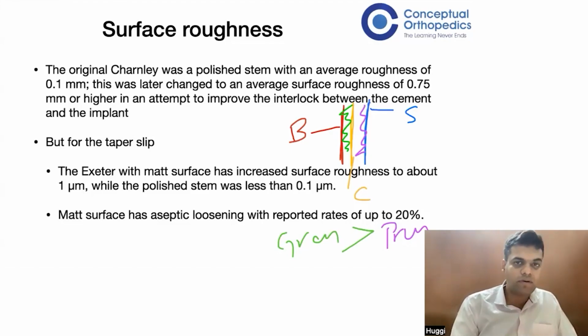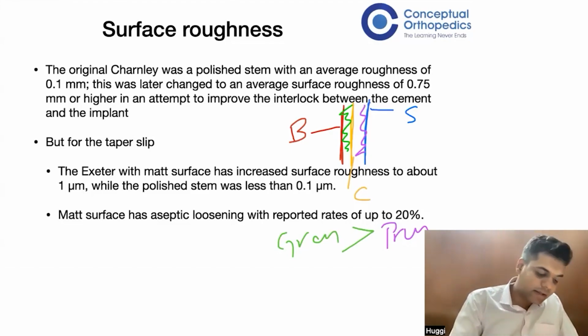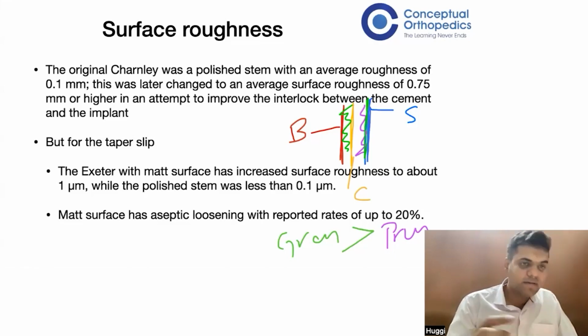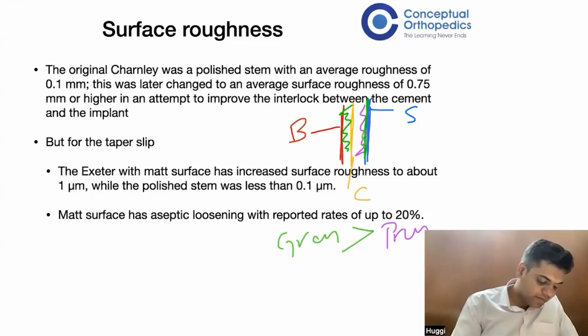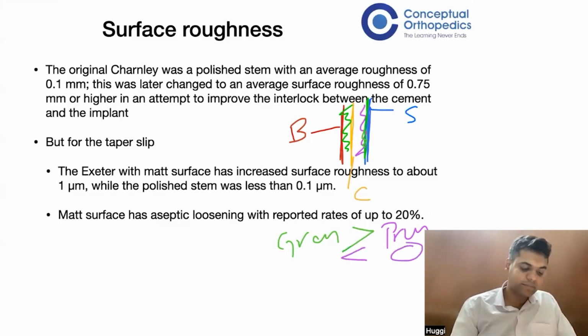When will I have that bond loose? That time the stem must be polished enough, so that the bond between bone and the cement will be high. If I keep this stem surface rough, rougher than the bone, then it reverses. This bond becomes more.